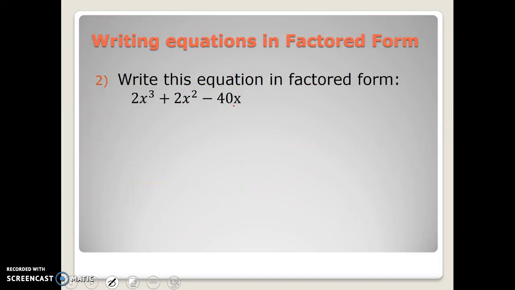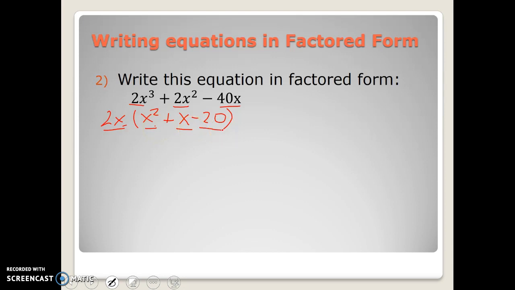So here we have an equation that is right now in standard form, and what we want to do is put it in factored form. So what I'm going to do is factor a 2x out first because 2x goes into all 3 of these terms. Right now this is a cubic trinomial, and so I'm going to factor a 2x out, which means I'm going to have an x squared here plus an x here minus 20 here. The reason I got those values is because 2x times x squared is 2x to the third, 2x times x is 2x squared, and 2x times negative 20 is negative 40x.